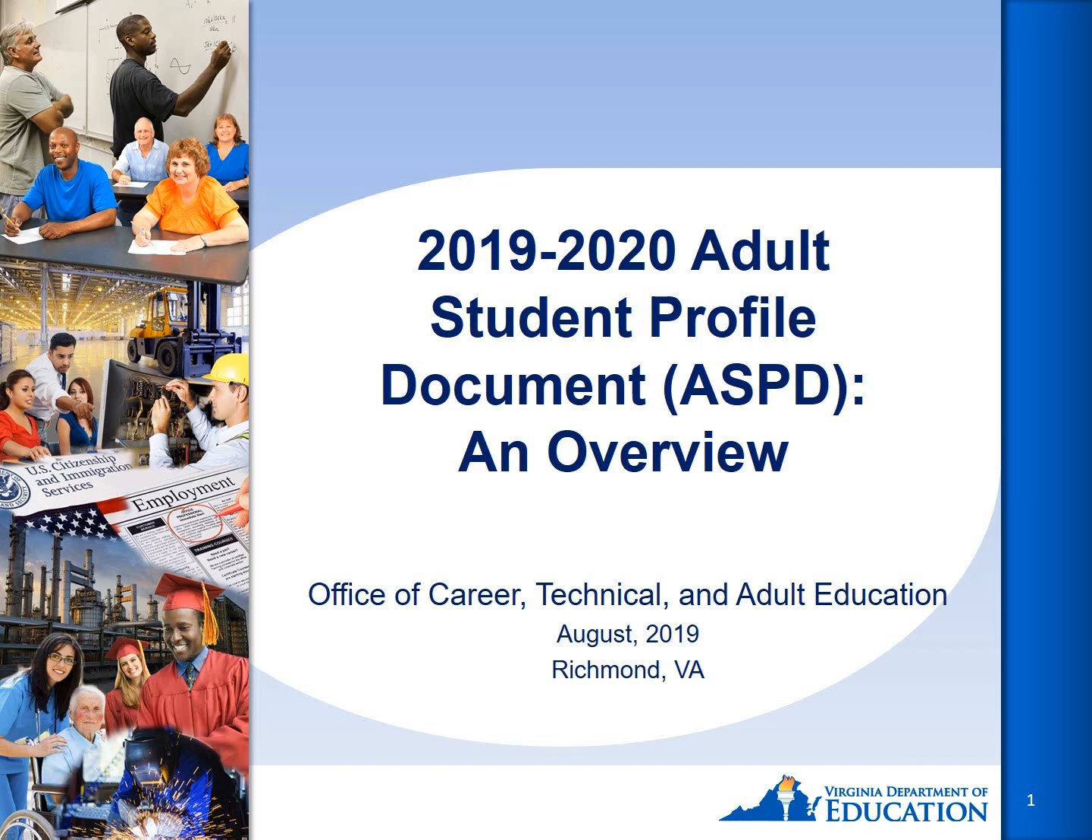the form. The ASPD was developed by the State Department of Education to collect information necessary to register people for participation in our adult education and literacy programs. Programs that receive federal adult education funds distributed by the VDOE's Office of Career, Technical, and Adult Education are required to use this form. Information that you collect on the ASPD is entered into the State Adult Education Data System via the Secure Sign-On for Web Services, or SSWS.